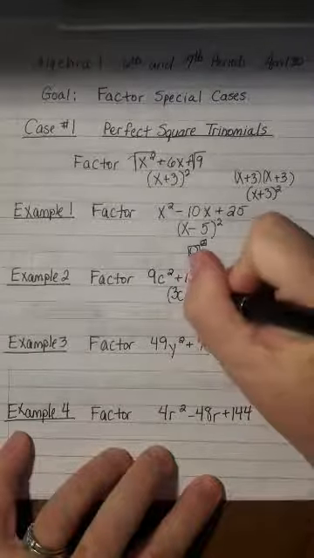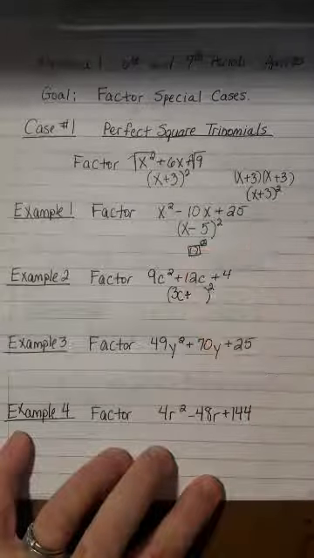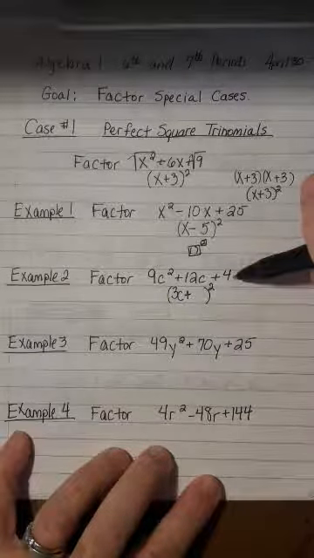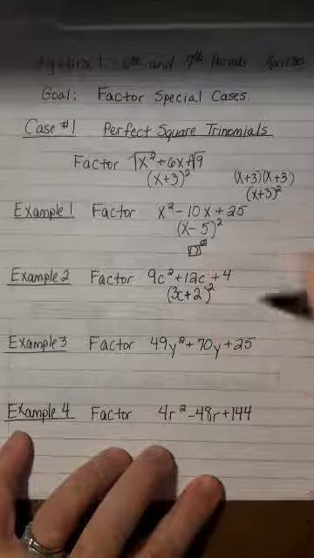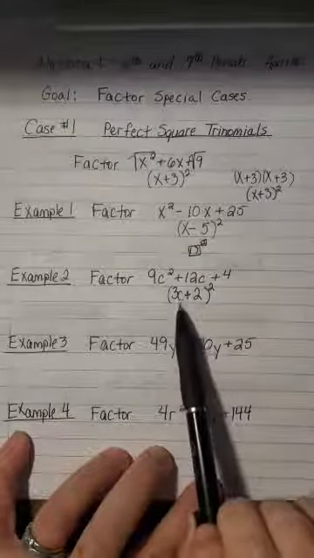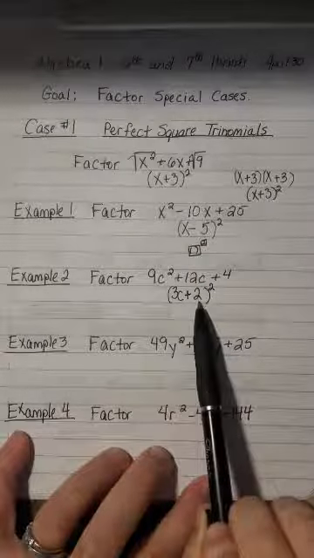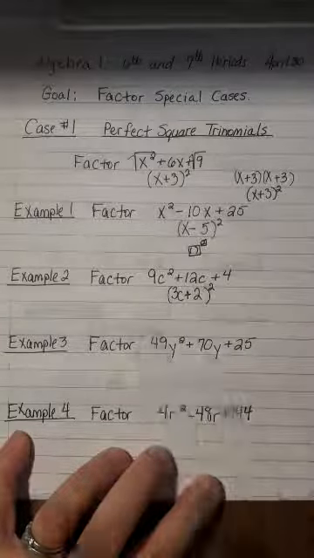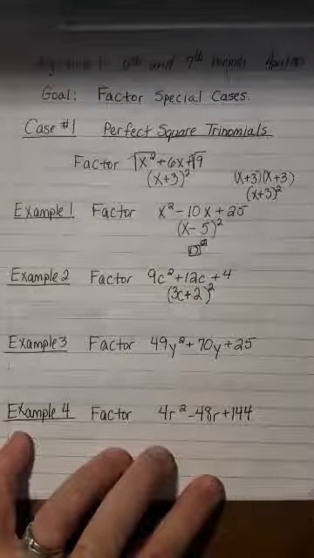Use the sign that's in the middle. And then take the square root of the last term. Square root of 4 is 2. And I'm just going to do a little check. 3c times 2 is 6c, and when you double 6c, you do get 12c. So that is correct. That is your answer.